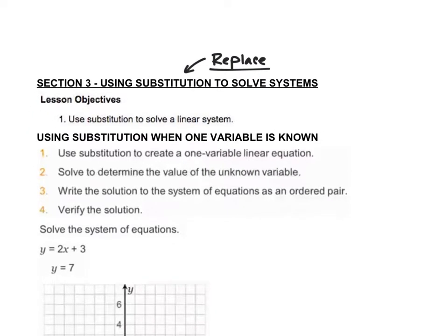So the first thing we're going to do is use substitution when one variable is known. And here are the steps that we're going to use, okay? So we're going to use substitution to create a one-variable linear equation, solve to determine the value of the unknown variable, write the solution to the system of equations as an ordered pair, and then verify the solution. Okay, so that first step is use substitution to create a one-variable linear equation.